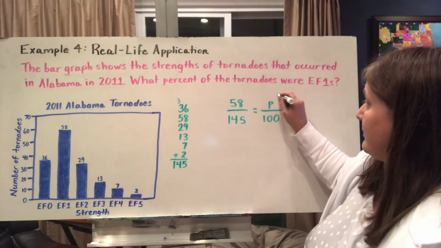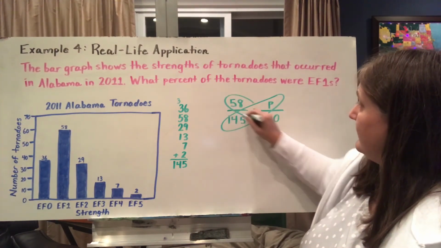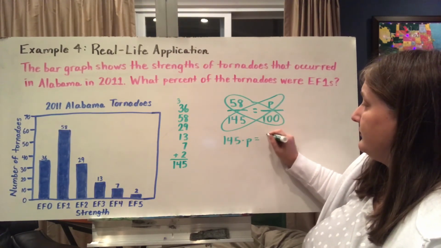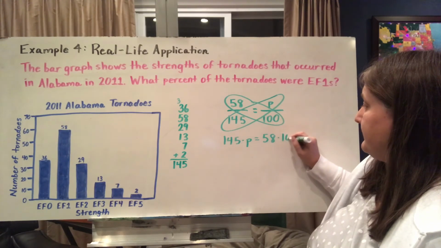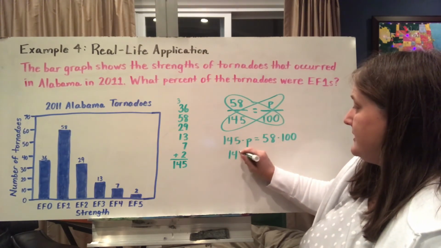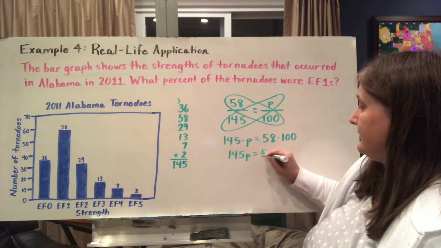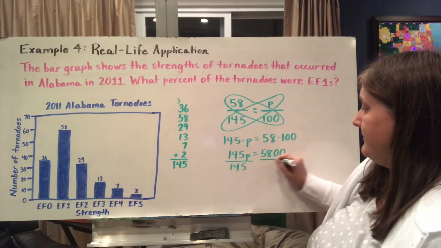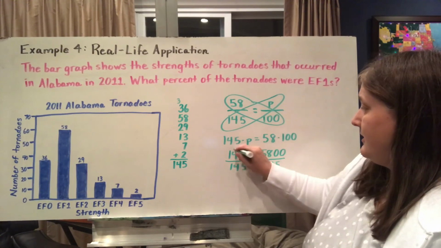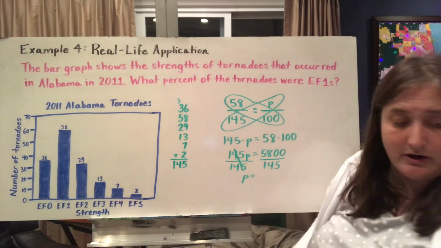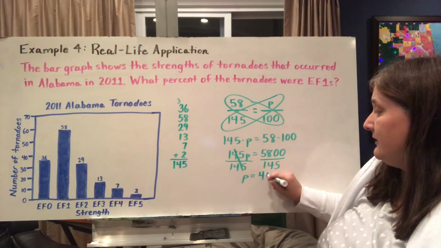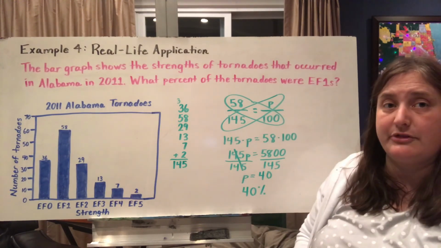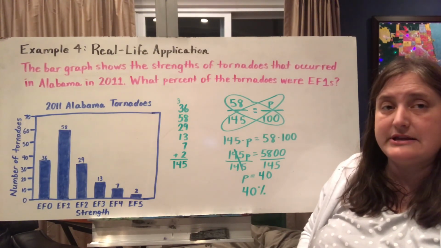So once again, I'm going to use my cross products. So I've got 145 times P equals 58 times 100. So 145P equals 5,800. I'm going to divide both sides by 145. And I get for my answer of P, 40, which means 40% of the tornadoes that occurred in Alabama in 2011 were considered EF1s.